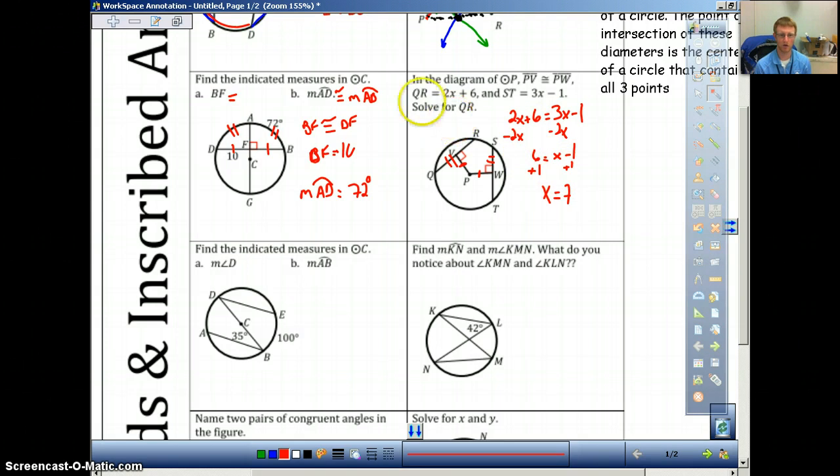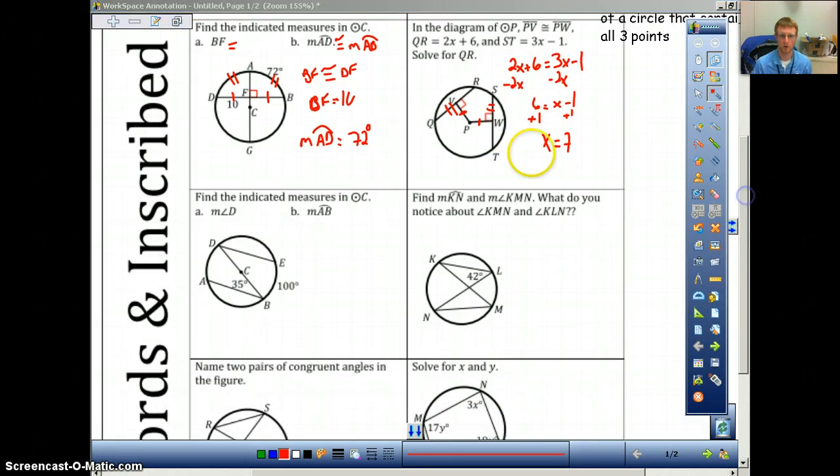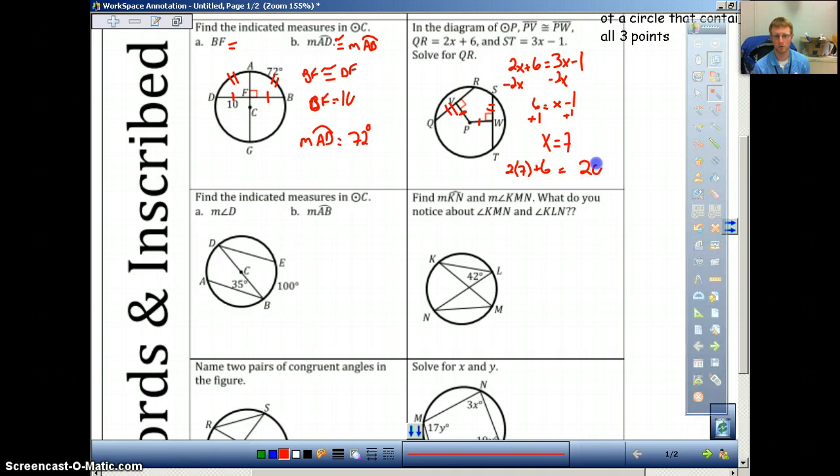Now, that doesn't answer our question. It doesn't say solve for x. It says solve for QR. So we need to plug our 7 back into our equation. We're going to plug 7 back into the 2x plus 6. So it'll be 2 times 7 plus 6, which is equal to 20. So QR is going to be equal to 20.